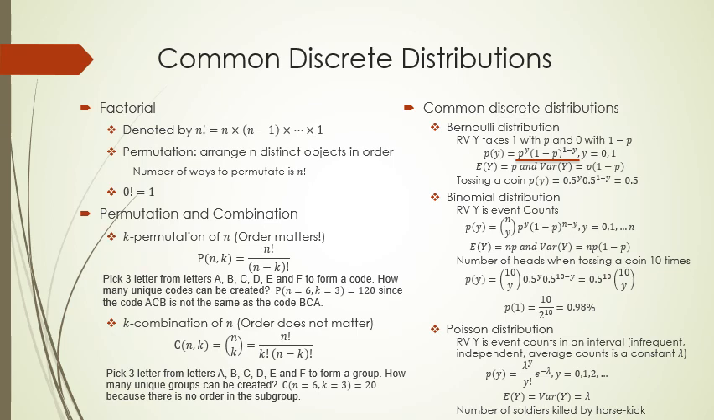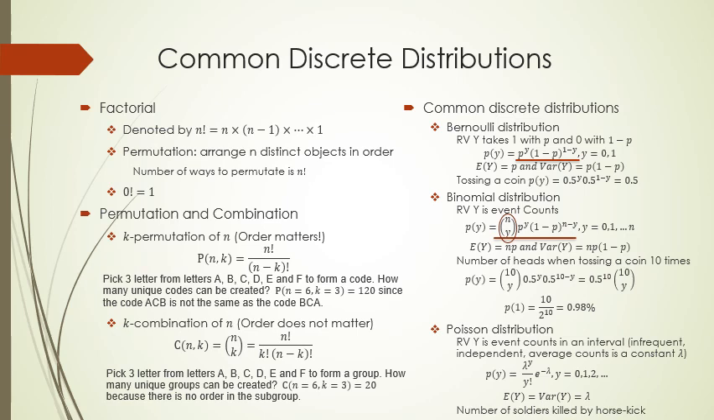If we have n independent Bernoulli trials instead of 1, and the random variable y is the event count, then we have a binomial distribution. Binomial distribution counts successes out of n trials. This is the probability mass function. The sample space is 0 to n, and the third term is the y combination of n. The expectation is np, and the variance is np(1 minus p).